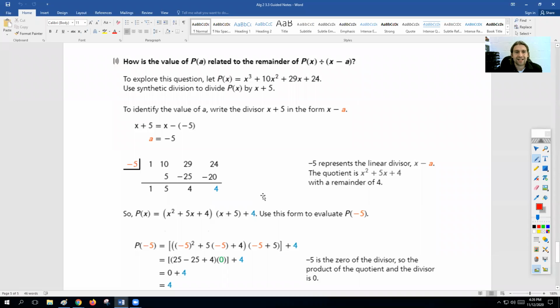Okay, guys, I'm here to help you out with the last part of the 3.3 notes. This will introduce you to a concept known as the remainder theorem. This is a fun little factoid when it comes to synthetic division, or actually any division, and the expression.